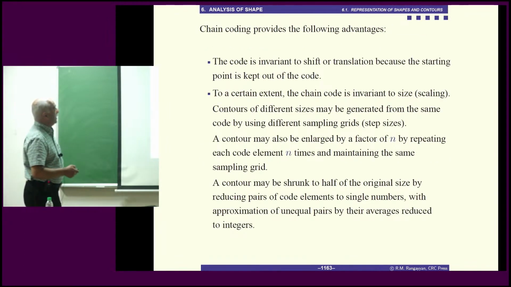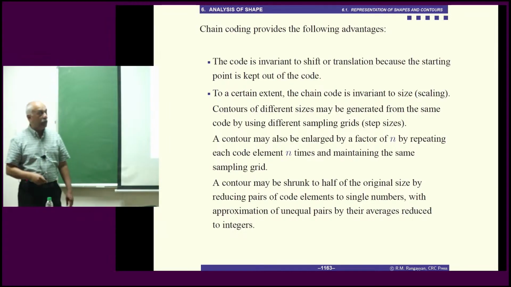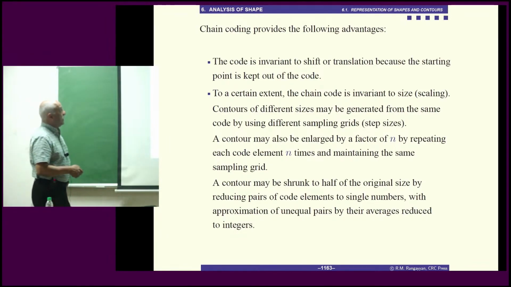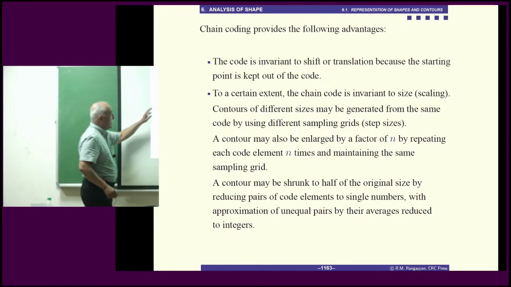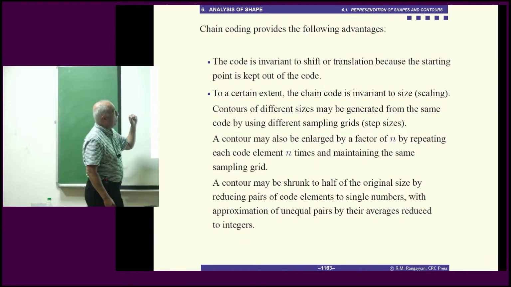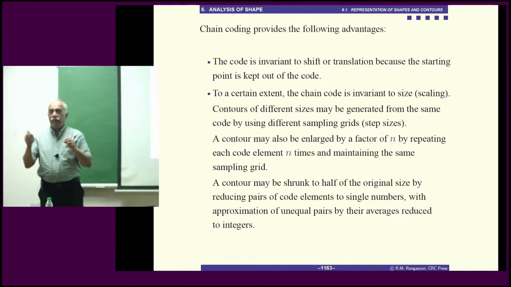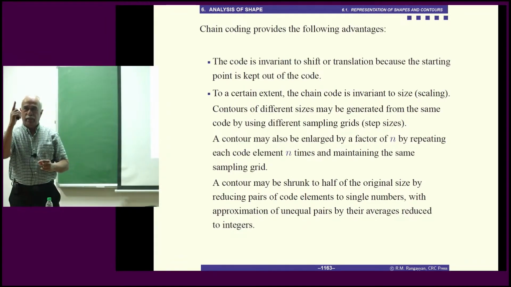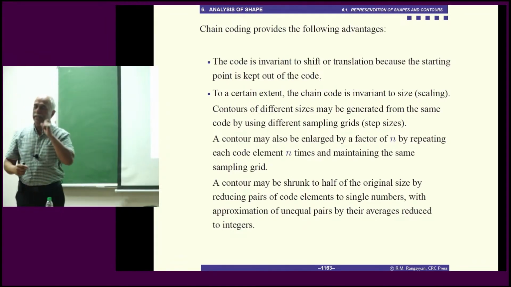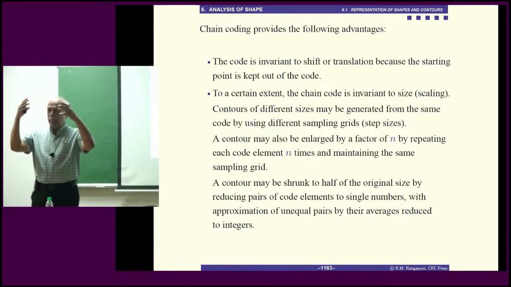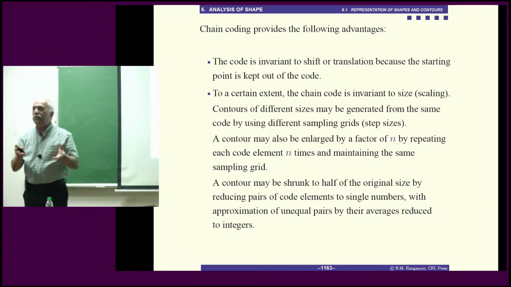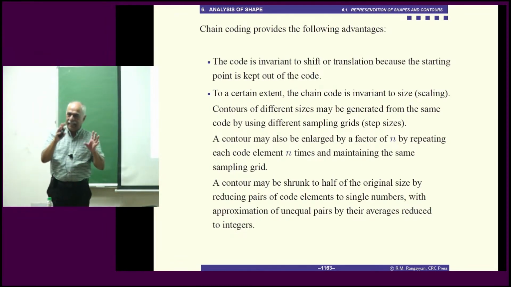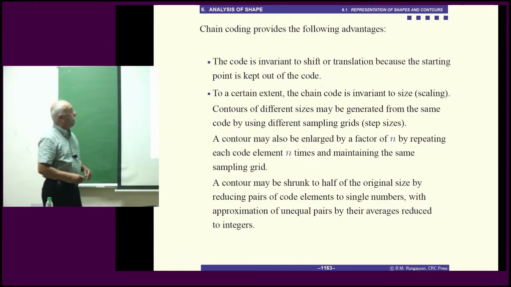So there are a few advantages. The code is invariant to shift or translation because the starting point is kept out of the code. To a certain extent, the chain code is invariant to size or scaling. Contours of different sizes may be generated from the same code by using different sampling grids. You're given the code, the step this way or that way, but what should be the step size? You make the step size bigger, you get bigger and bigger contours of similar shapes. Not exactly the same, but mostly the same.